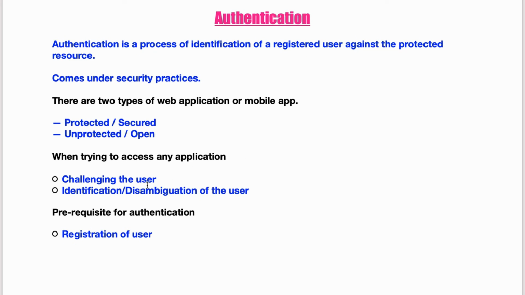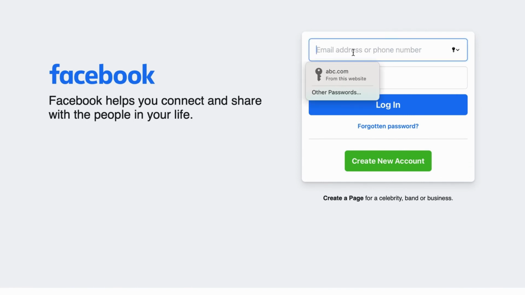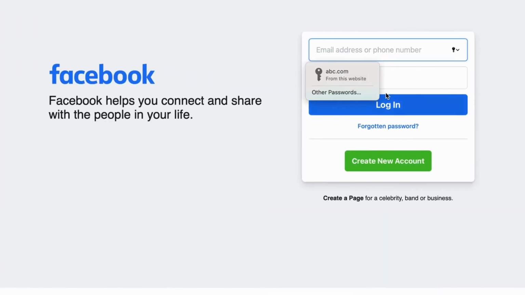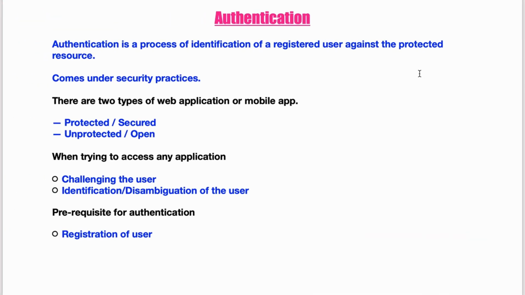So when you try to access any application, in our case Facebook, it is challenging the user. Basically it is giving a form to the user, and then doing identification and disambiguation of the user. So when you give your email ID or phone number, first it will check whether that email ID or phone number is present in their database or not. This is called identification and disambiguation, and then it will validate your credential. This complete process is called authentication.